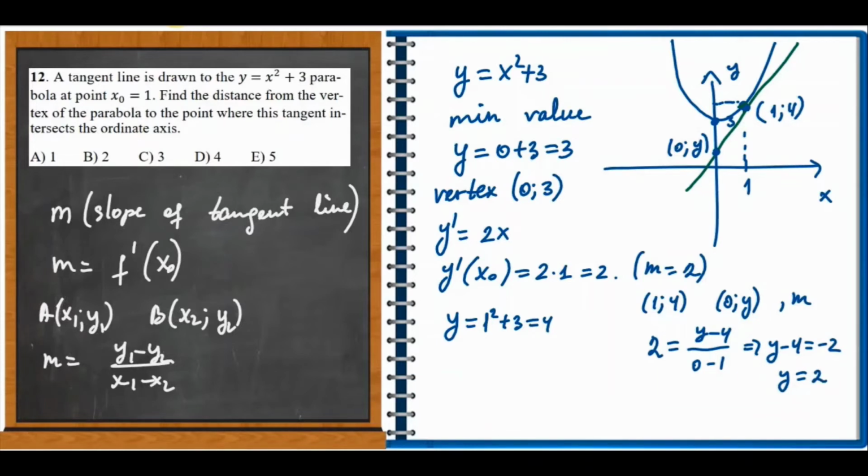So after finding y is positive 2, it means that we found this coordinate. It's going to be 2 here. Now the distance between those 2 points, the vertex of the parabola and the intersection with the y-axis, is going to be 3 minus 2, which is 1. The correct answer is 1.